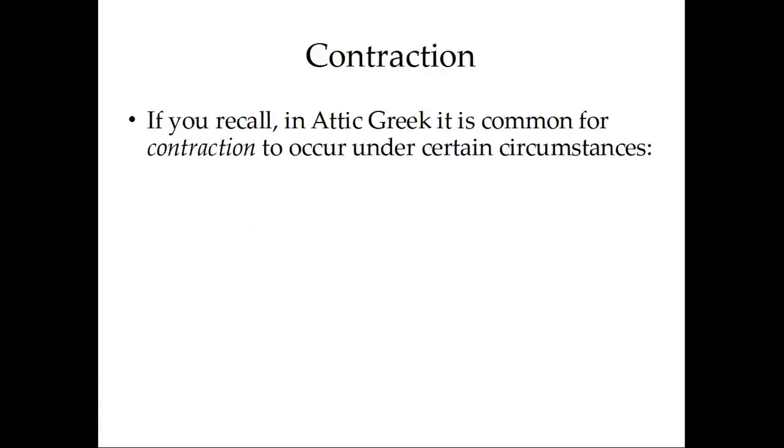If you recall, in Attic Greek, it is common for contraction to occur under certain circumstances. In a non-Attic form, we might see this in Herodotus, for instance, or even Homer: poiein. We have the verb stem, poie, and we have, in this case, our infinitive ending. In Attic, in order to avoid the difficulty of saying these two sounds back to back, this is called hiatus, we contract these two sounds to one sound, a diphthong: poiein. And the sound changes, we lose the letter, but we also see a change in the accent.